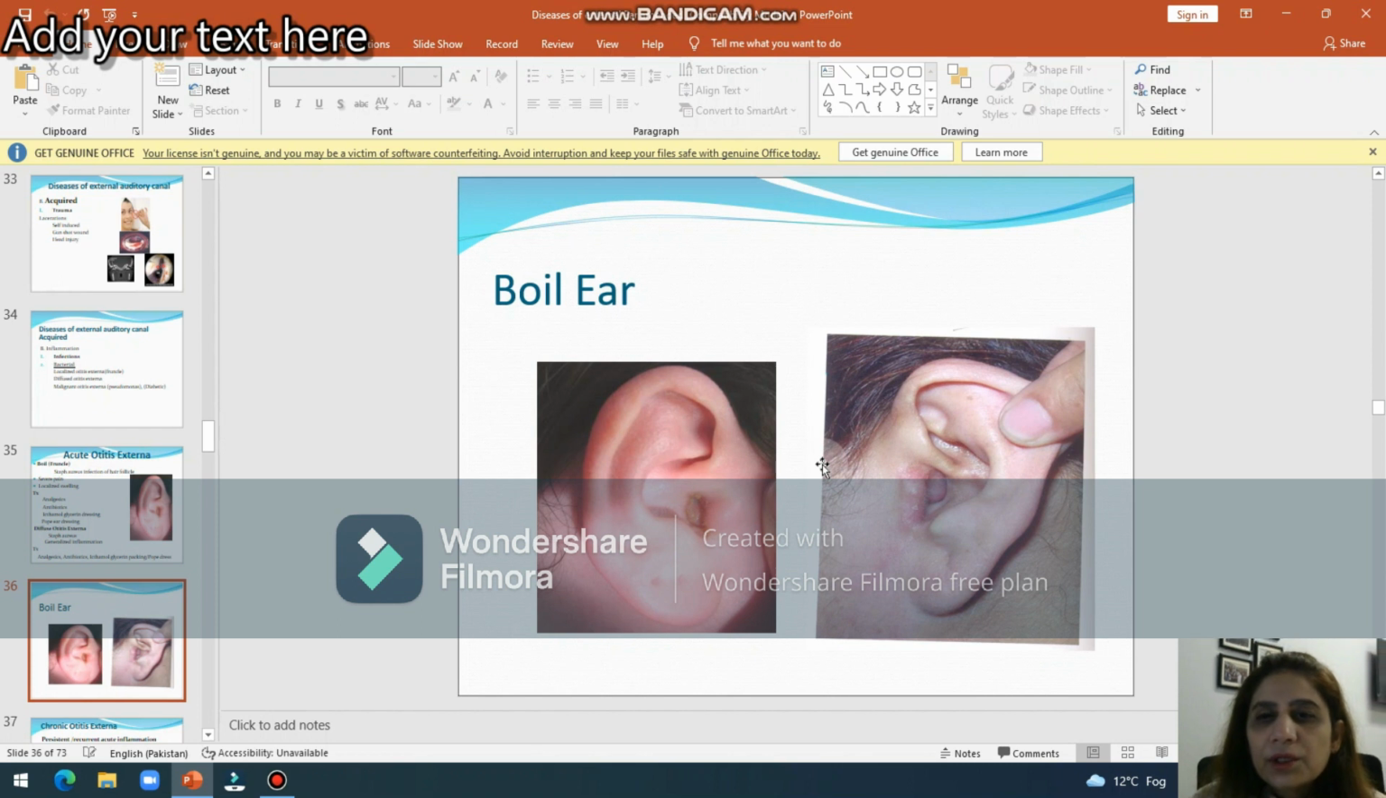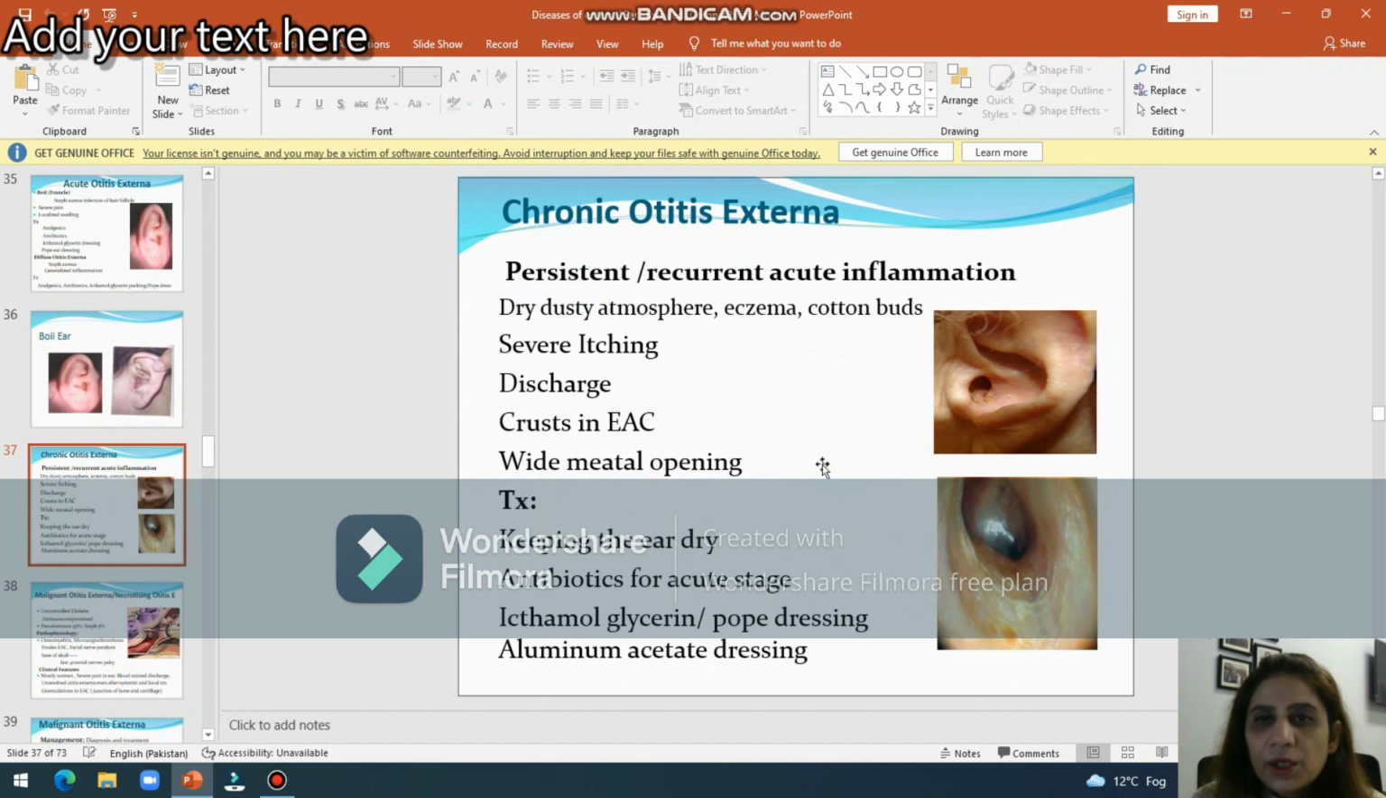Cartilage of the pinna is continuous with the cartilage of the external auditory canal. So the patient can also present with swelling of the pinna if there is perichondritis. In the chronic form of otitis externa, the patient will present with recurrent acute attacks, and in between the attacks, the patient will present with severe itching in the ear. And because of continuous itching, the patient will put a finger in his ear, making the external auditory canal wide, just like in this picture. So treatment of acute infection is the same.